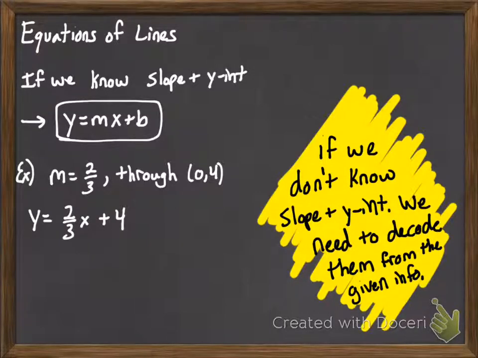Yes, if we don't know the slope and y-intercept, then we're going to need to decode them from the given information. We're going to take the information in the problem and use it to try to figure out the slope if it's not given to us. And if we're given the slope, then we need to try to figure out the y-intercept.